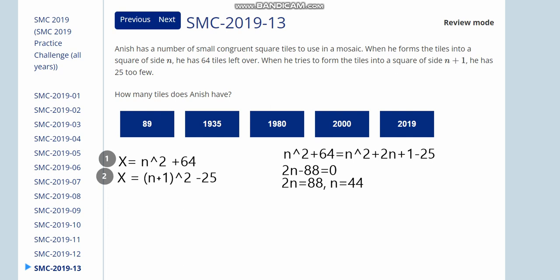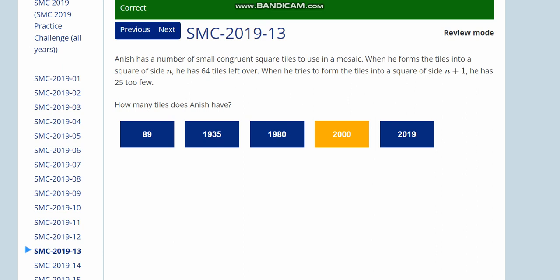So now we know what the value of n is, we can use this in either equation 1 or equation 2 to work out the value of x, which is the number of tiles Anish has. Therefore, x is equal to 44 squared subtract 25. And if you were to calculate this yourself, you'd find out that x is equal to 2000. And as you can see here, the answer is 2000.